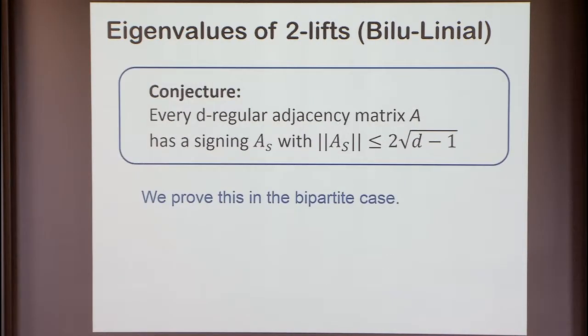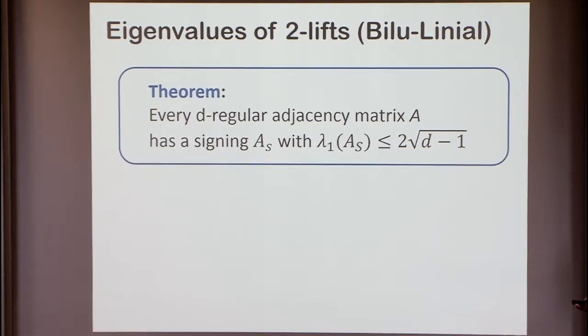So what we did is we proved this conjecture for bipartite graphs. If you have a bipartite graph, there's a signing of the adjacency matrix for which the norm of the signing is at most 2√(d−1). The bipartiteness comes in a very simple way. The theorem we actually prove is this: every d-regular adjacency matrix has a signing whose largest eigenvalue is at most 2√(d−1). This is the maximum eigenvalue, not the maximum absolute value of the eigenvalue. So we only control the top eigenvalue, not the bottom eigenvalue.